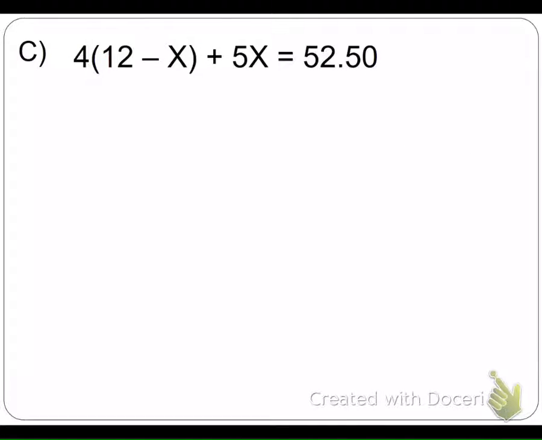All right, how would I start this? You have to distribute the 4. So 4 times 12, 48. 4 times minus x, minus 4x, plus the 5x equals 5250.